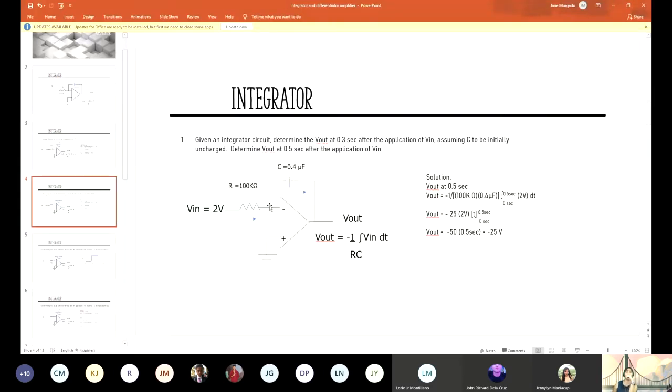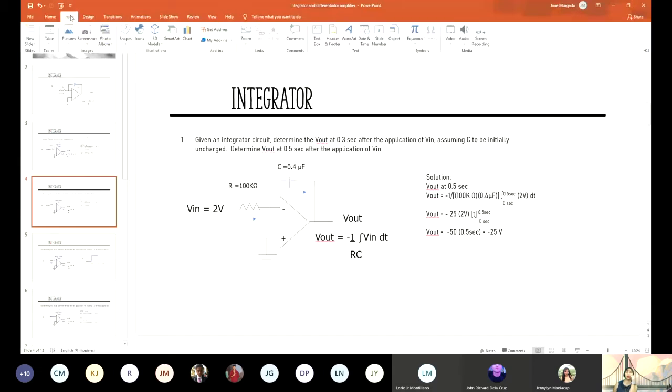supply of op-amp? What is the maximum supply of op-amp? Range of supply of op-amp? 9 to? What's the maximum? 9 to? 18. From lecture number 1? So you'll have 9 to 15. Okay. So we have 9 to 15.